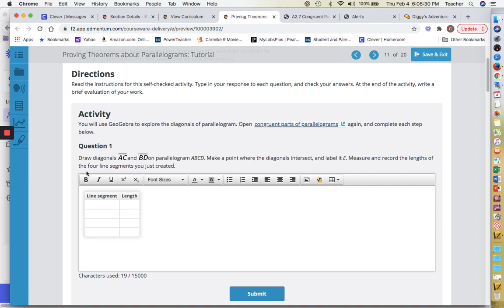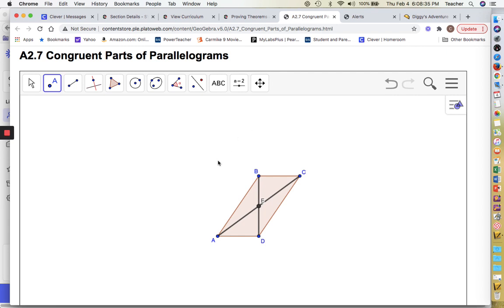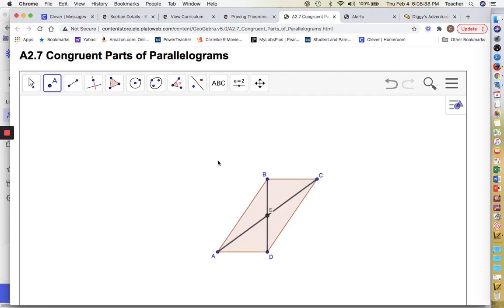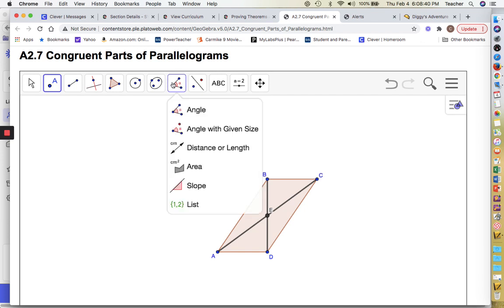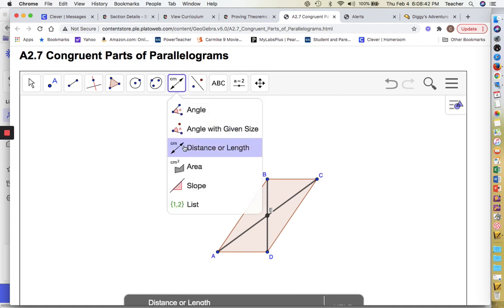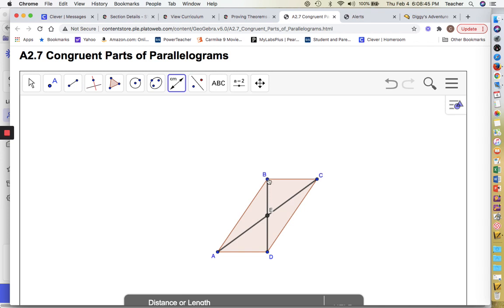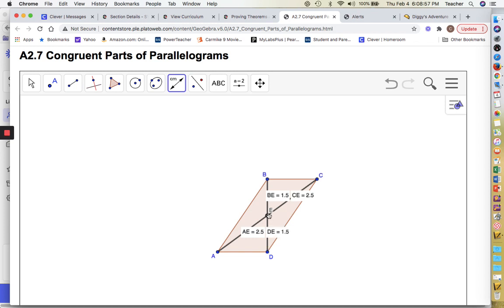Measure and record the lengths of the 4 line segments you just created. Okay, I know where they're going with this. All right. So let's see. I need to find the distance or length. I'm going to click on B then E, C then E, A then E, and D and E. They're going to be equal to each other. Look at that. BE and DE are equal. AE and CE are equal to each other.